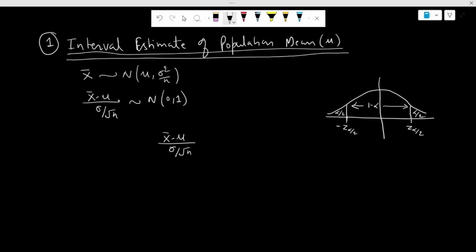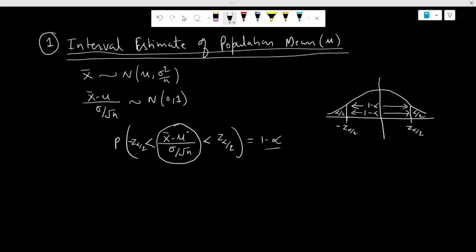So in terms of probability, we can indicate this information as: the probability of this z-score being greater than minus z alpha by 2 and less than plus z alpha by 2 is equal to 1 minus alpha. In other words, the probability of this z-score lying away from the type 1 error, that is lying in this region, is equal to 1 minus alpha. As these two scores, minus z alpha by 2 and plus z alpha by 2, are symmetric, we can write it out.